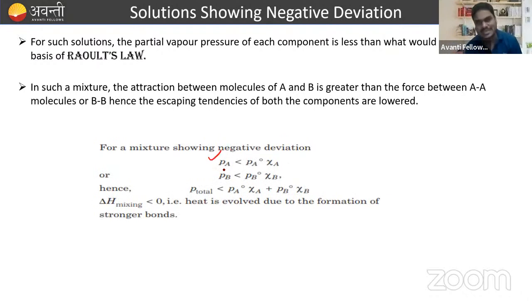That is, PA is less than P naught A into XA and PB is less than P naught B into XB. So we can also say that the total pressure comes out to be less, that is, the total pressure is less than what we expected from Raoult's law. Right. So for such a solution, delta H of mixing is less than 0. That is, heat is evolved due to the formation of a strong bond, right? And delta V is also less than 0. That is, the volume of the solution becomes smaller.